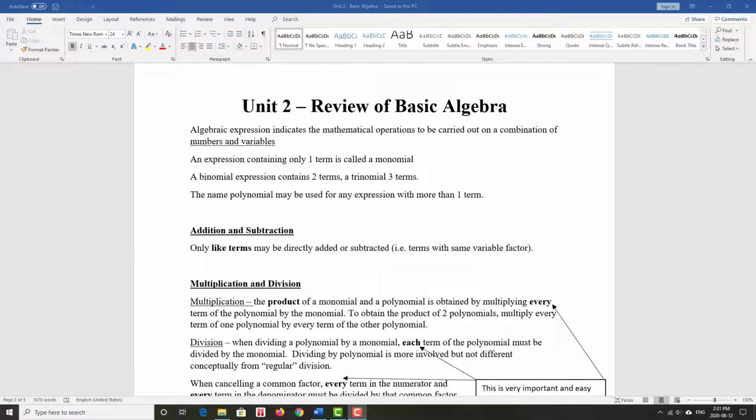Okay. So it starts off like most math chapters do, a little bit of terminology. An expression containing one term is called a monomial. If it's got two terms, it's a binomial. Three terms, it's a trinomial. Anything more than one term, we just call it a polynomial. And you'll see the word polynomial more than anything else.